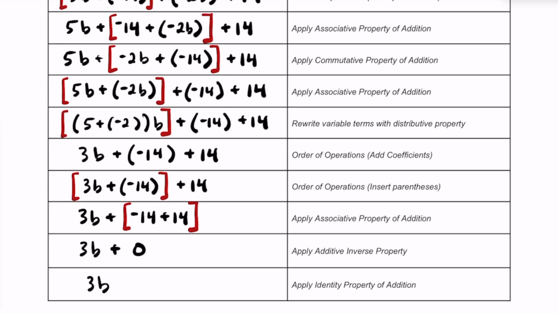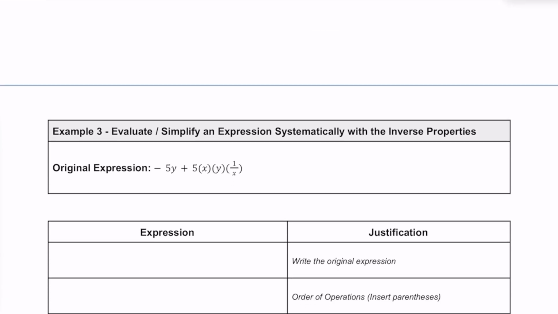All right, so hopefully this made sense. We used some of the other properties we've talked about in the past, but we also used the additive inverse property once in there as well. Hopefully that makes sense, when we added the opposites right over here, we got 0. Okay, so hopefully that made sense. Let's go ahead and try another one together.